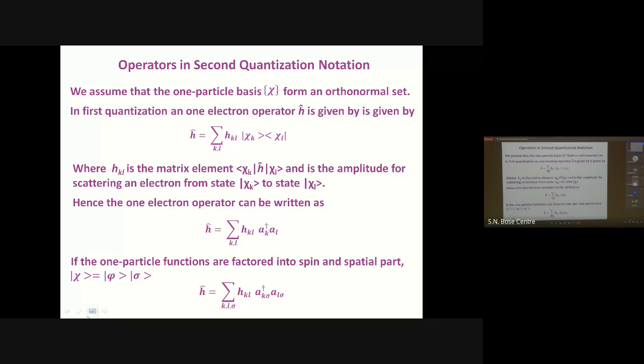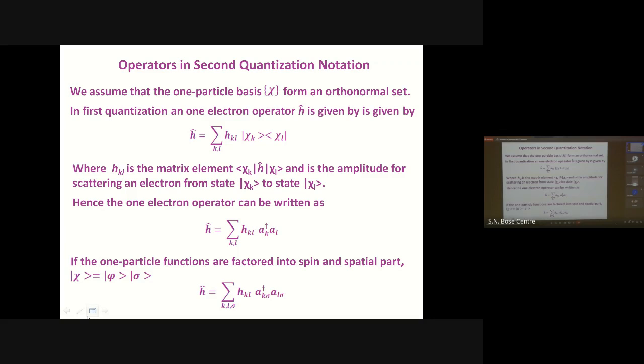Now you know that the chi_k is created by A_k dagger and chi_l is annihilated by A_l. So I can actually write the whole operator as H equal to sigma over k,l, h_kl, A_k dagger A_l. If you also include the spin sigma, then this can be written in terms of sum over k, l, sigma, h_kl, A_k sigma dagger, A_l sigma. So this is the second quantization form of the one electron operator.